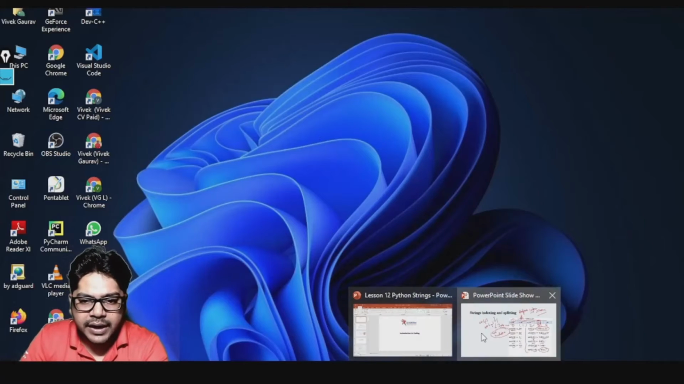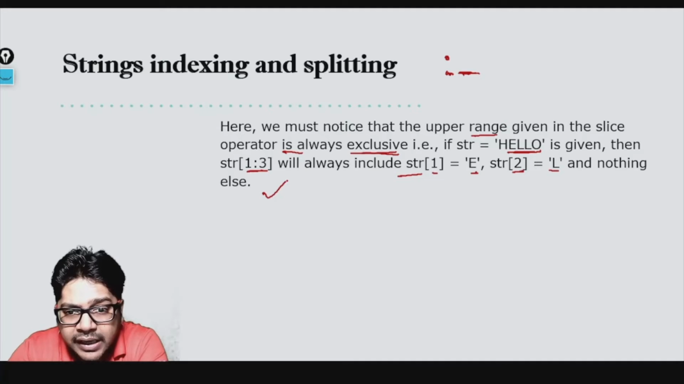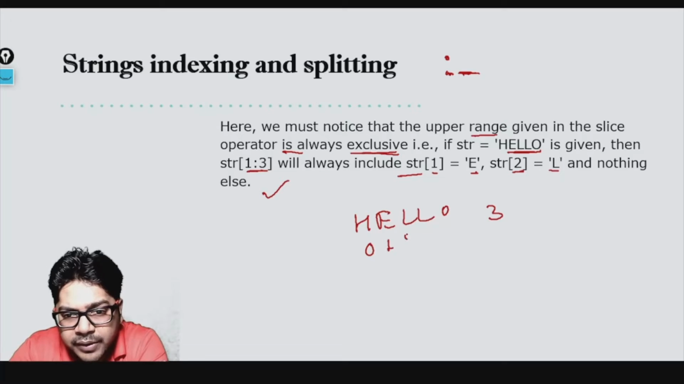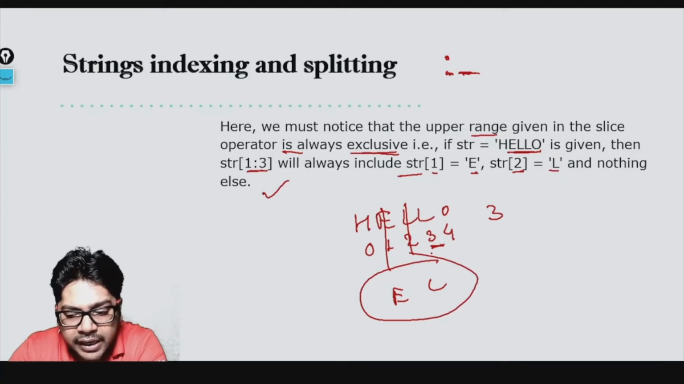Now going back and proceeding further, we must notice that the upper range value in the slice operator is always exclusive, the part after the colon. So if str equal to hello is given and you write 1 colon 3, it will include 1, which is E, and 2, which is L, and nothing else. Why? Because at 3 it will stop. When you write HELLO, this is 0, this is 1, this is 2, this is 3, this is 4. You started from 1, got E, then at 2 you got L, and at 3 it stopped. 3 is not included, so you will get EL.